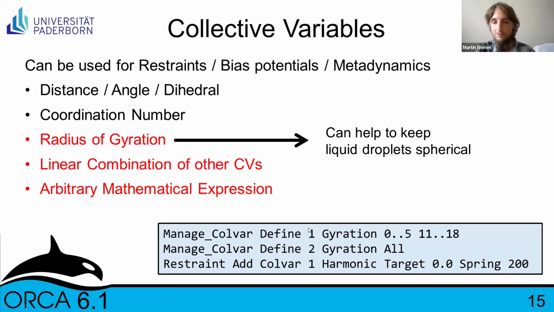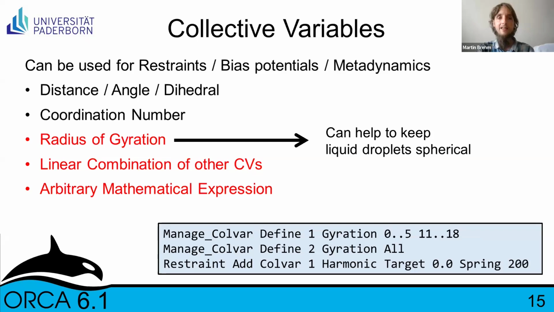lower part in the ORCA input, you define one CV as the radius of gyration for only a selected group of atoms. You can also define a CV for the radius of gyration of your whole system, and you would simply write "all" here instead of specifying atom numbers. And then you can add a restraint for the CV 1, which you just have defined, a harmonic restraint, and you set target to 0 and a spring constant. This means that the radius of gyration of your group of atoms is pushed towards 0, so this means they try to keep a spherical shape, which can be interesting in simulations.